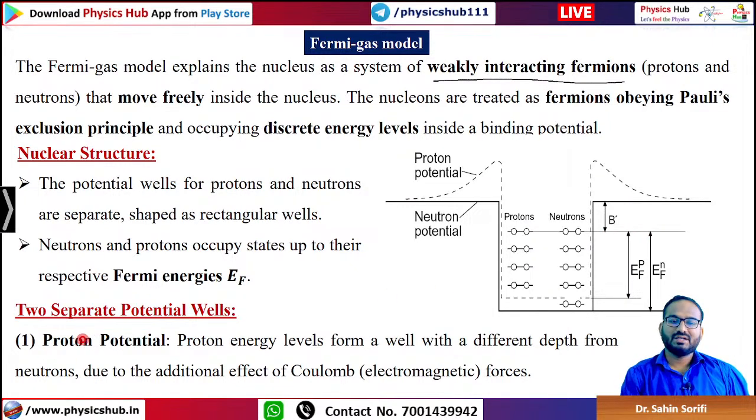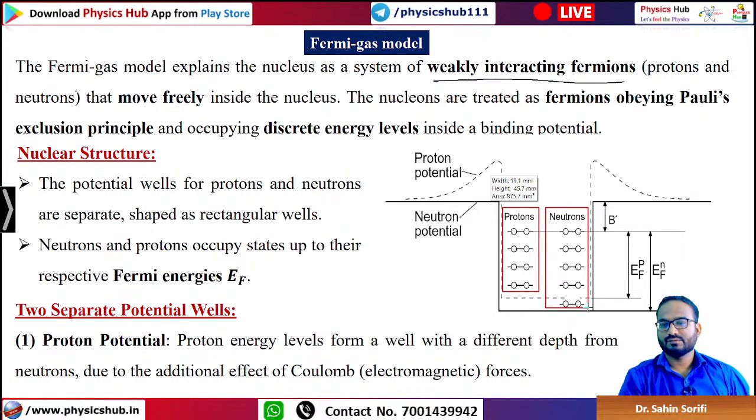There are two separate potential wells, as I have talked about. Let me just show you. This is your proton well and this is your neutron well. So the depths of the potential for both of them are different.